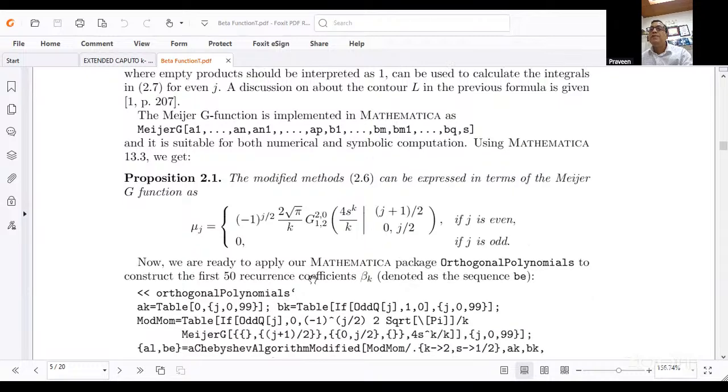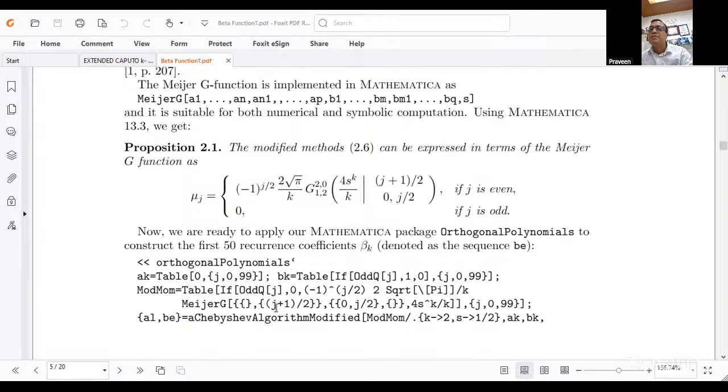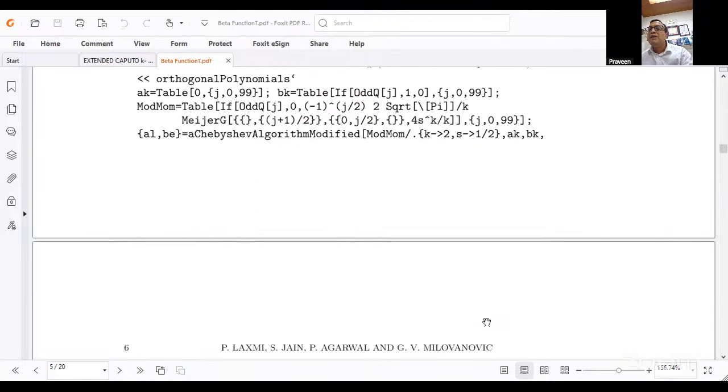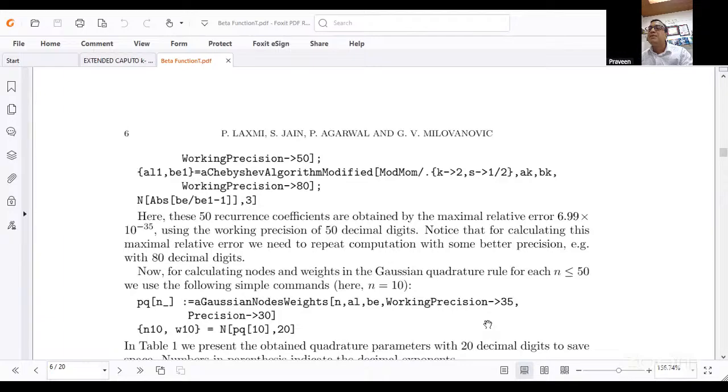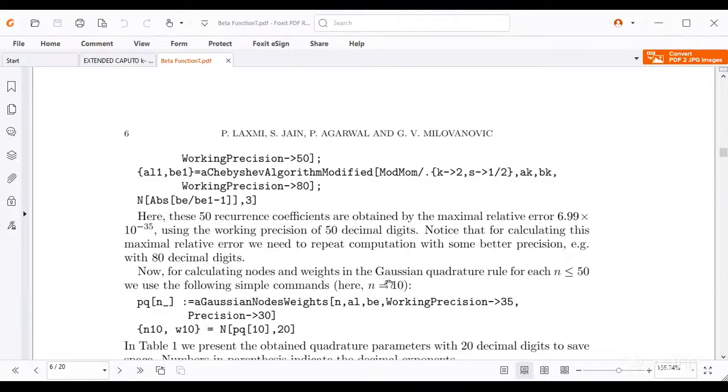Okay. Now we are ready to apply our Mathematica package and construct the first 50 recurrence coefficients beta k, denoted as the sequence b. This is the Mathematica code, which is given here. And after this particular code, these 50 recurrence coefficients are obtained with a maximal relative error of 6.99 times 10 raised to the power minus 35, using working precision of 50 decimal digits. Notice that for calculating this maximum relative error, we need to repeat the computation with better precision, that is with 80 decimal digits.